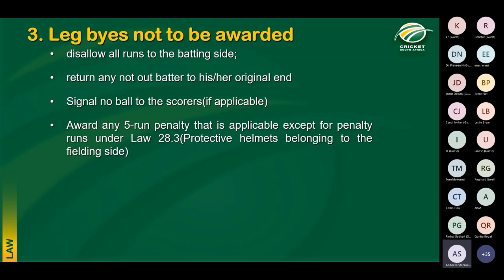Example is, let's say the batters were already on a warning for running straight down the middle of the pitch, and now from this delivery, the bat striker shouldered arms again, running straight down the middle. So if you do it a second time after receiving your first and final warning, penalty runs will be incurred. So the law tells us that's an example of penalty runs you will award, or any other penalty runs except one. If the ball should hit the protective helmet belonging to the fielding side that was placed there by the fielding side.